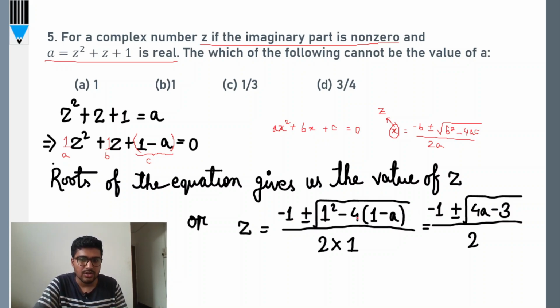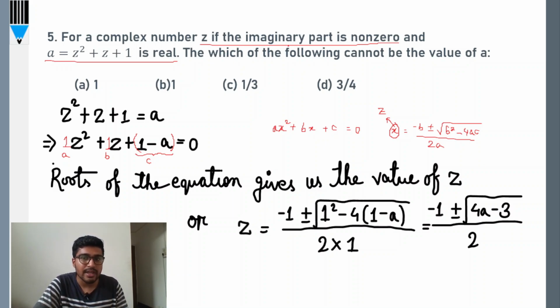So now root over 1 square minus 4 into 1 minus a, which becomes 4a minus 4 plus 1, so it gives us 4a minus 3 under the root. Now we have the value of z, right? From here we get z as this.